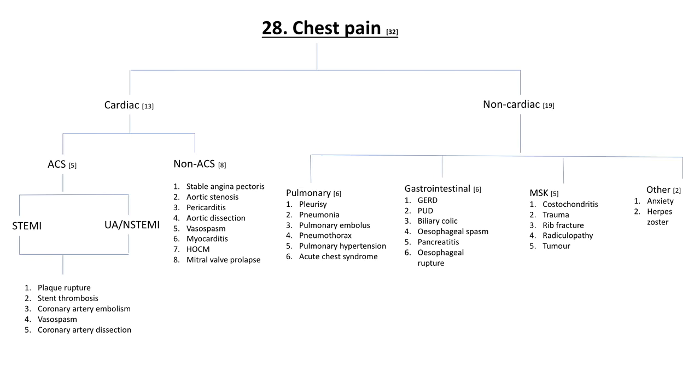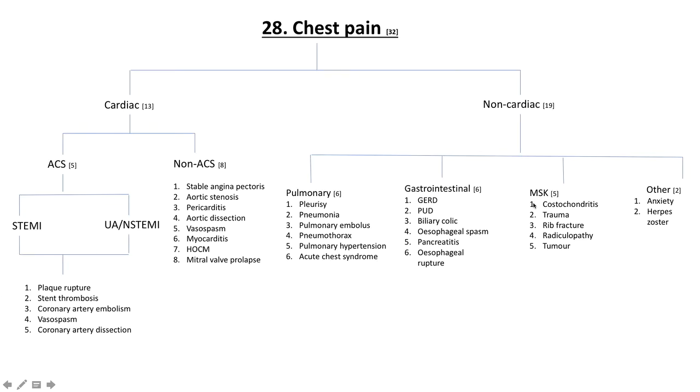Now, STEMI and NSTEMI are associated with elevated serum biomarkers. Okay, looking at your troponin I, your troponin T, your CKMB fraction, to mention a few. Acute plaque rupture is the prototypical and most common mechanism of ACS, and the causes of non-cardiac chest pain can be substratified into pulmonary, gastrointestinal, musculoskeletal, and others.